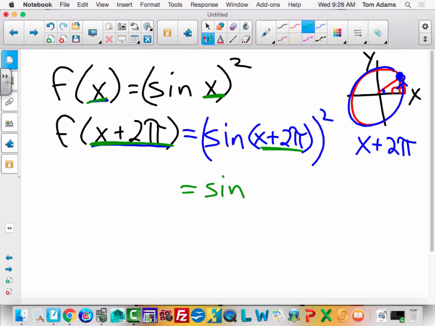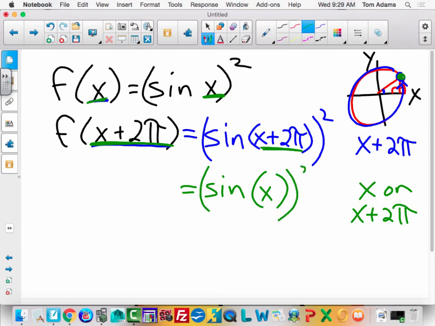sine of x plus 2 pi, because the period of sine is 2 pi, we know that this will be the same as this value here. We can think of this value as corresponding to x or x plus 2 pi. So it's the same as sine of x. And isn't that what we started off with?